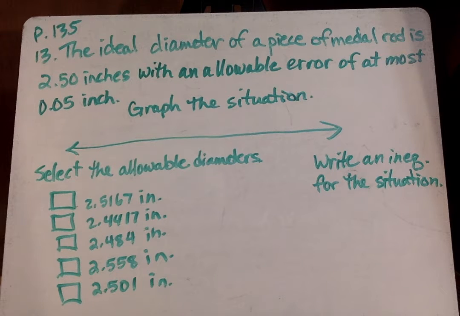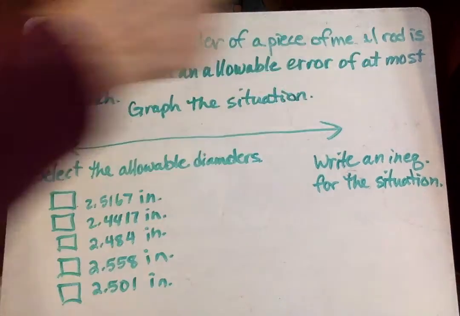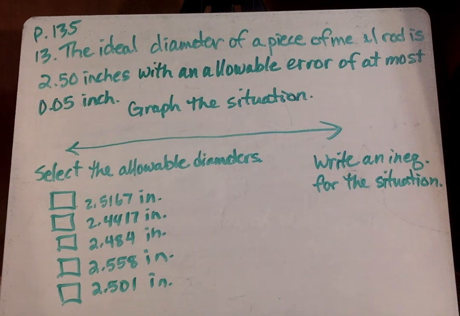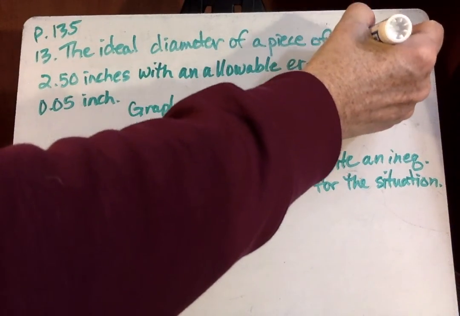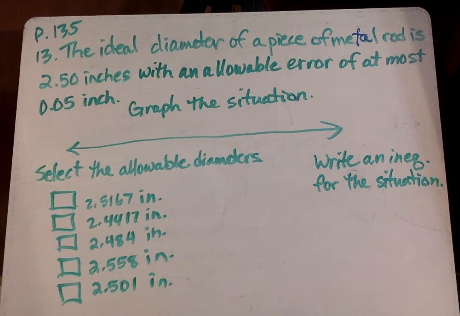Number 13, the ideal diameter of a piece of metal rod is 2.50 inches with an allowable error of at most 0.05 inches. Now, do you remember what at most is? At most something means it's got to be less than or equal to.